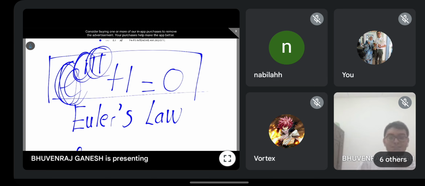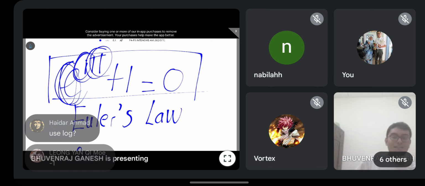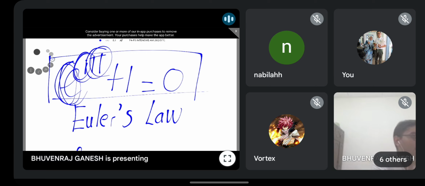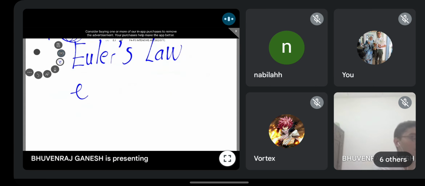Anyone? What should I do? Yeah, use log. Yanchi did point out an important thing. I can actually shift this number 1 to the right hand side first. Okay, I don't want to see the 0. So you can actually shift it first. Okay, so you can write like this.